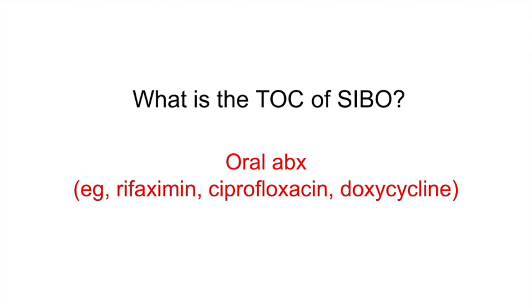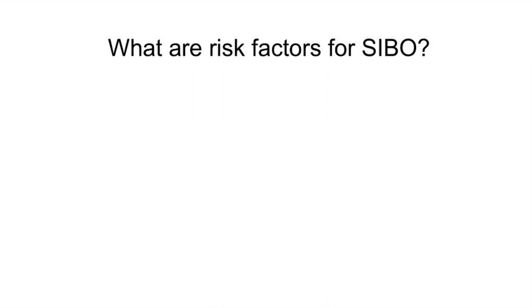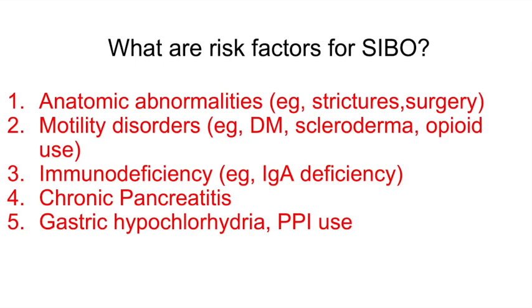What are risk factors for SIBO? Anatomic abnormalities such as strictures after surgery, motility disorders due to diabetes or scleroderma, immunodeficiency due to IgA deficiency, chronic pancreatitis, or gastric hypochlorhydria.